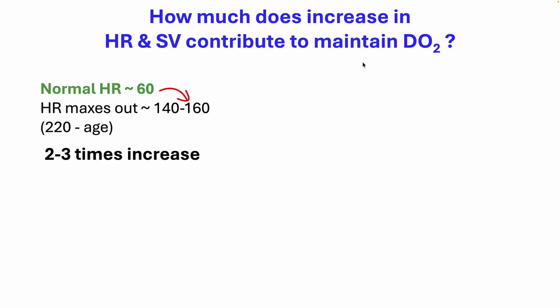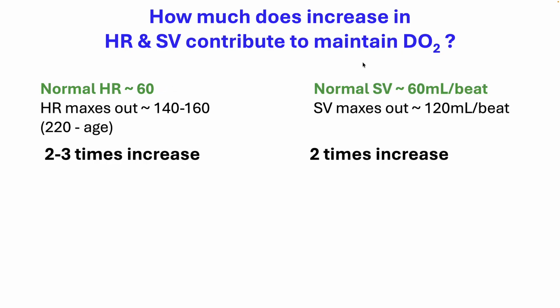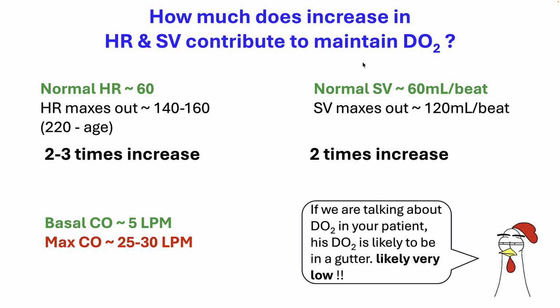So on an average, it increases your supply by 2 to 3 times. Stroke volume is around 60 ml per beat and it maxes out around 120 ml per beat. So increase in stroke volume can increase your supply by at least 2 times. So your basal cardiac output, which is 5 liters per minute, can increase to 25 to 30 liters per minute, sometimes reaching as high as 35. However, we are talking about normal persons, but when you're talking about patients in ICUs and hospital settings, their max cardiac output would be much lower than this.